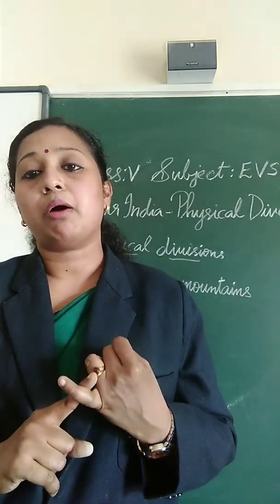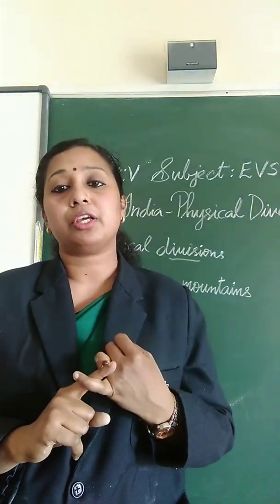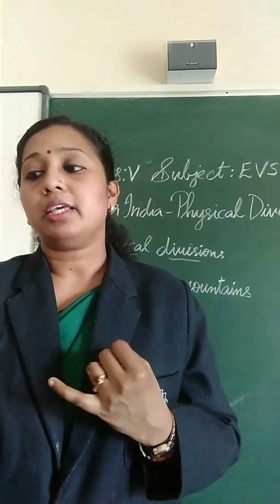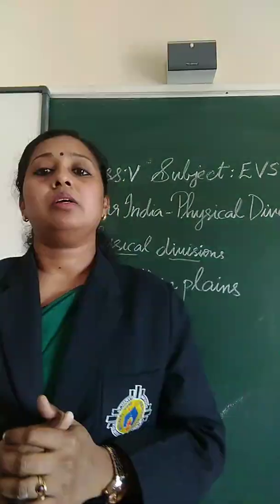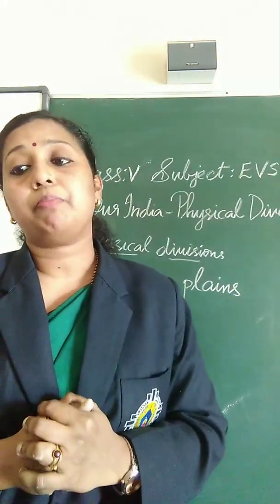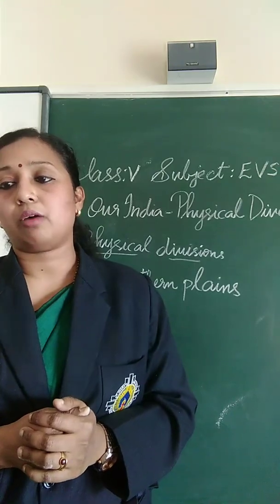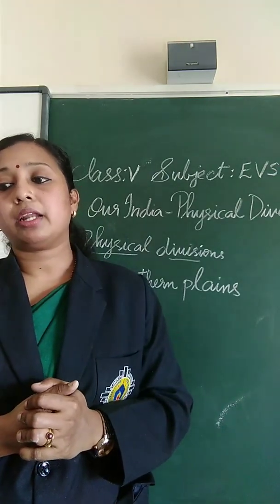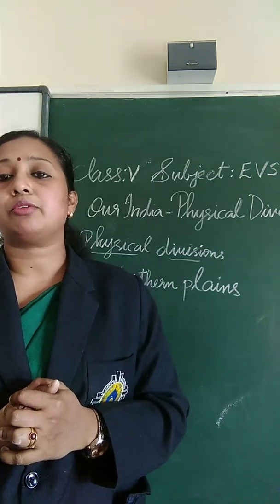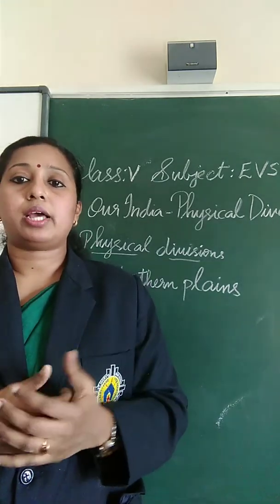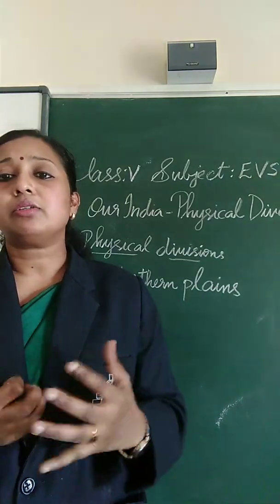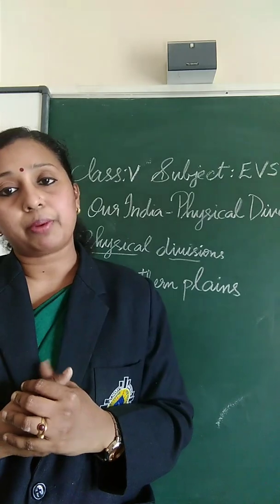Next we will study about the second physical division of India. Which is the second physical division of India? Yes, the northern plains. So when we talk about the plains, we remember a playground. And usually a playground is plain in level with no obstacles to play games. So you know that in a playground, if there are no obstacles, you can play very well. So these plains are similar to a playground.